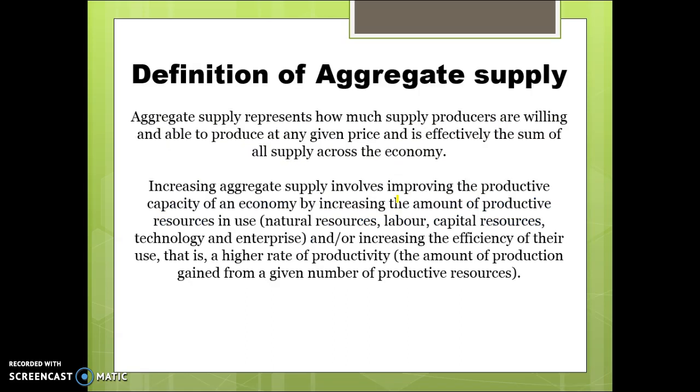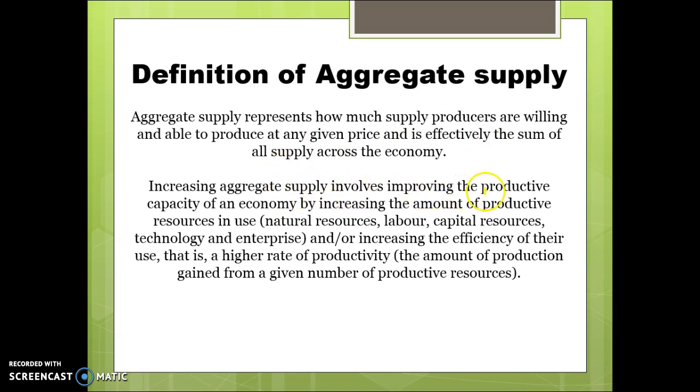So first of all, a definition of aggregate supply is critical. Aggregate supply represents how much supply producers are willing and able to produce at any given price. And it's basically effectively the sum of all supply across the economy. So aggregate supply is about the total sum of production, how much supply producers are willing and able to produce at any given price. The total level of supply within an economy.